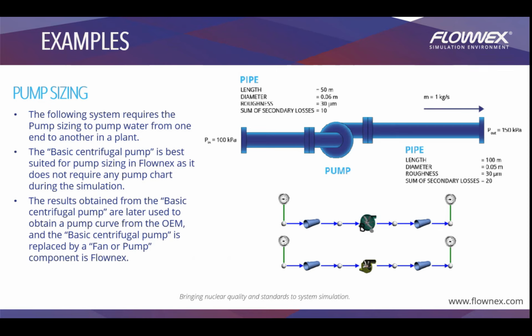You can do pump sizing in Flownex, where you'll just require a simple geometry of your pipeline and pumps. Then you can use that in order to size your pump and get an actual pump from an OEM and obtain a pump curve from the OEM. To do the pump sizing, you'll use a component called the basic centrifugal pump in Flownex, which is the best suited pump for pump sizing. Using that, you can get a good view on how you'd be sizing a pump, or what type of pump you'll need in order to pump this much water along this long pipeline.